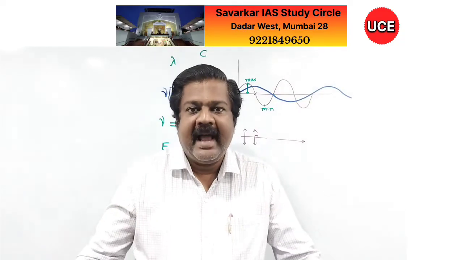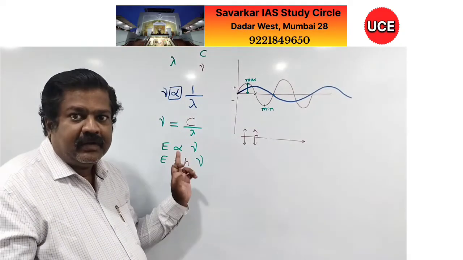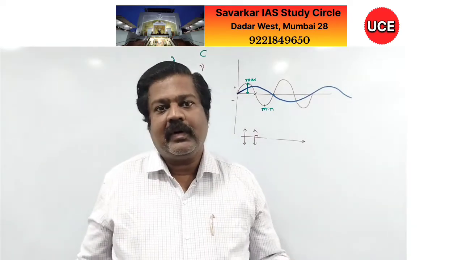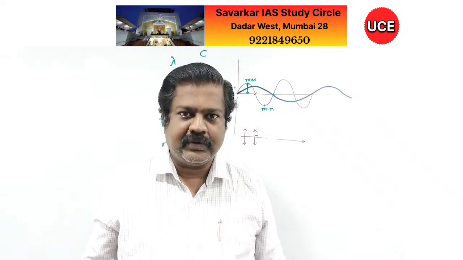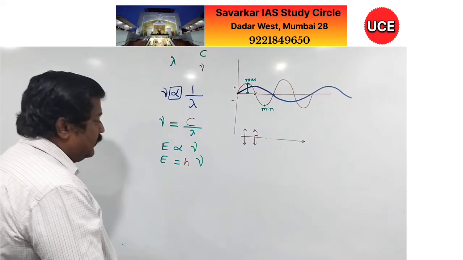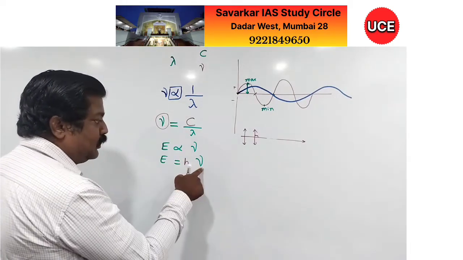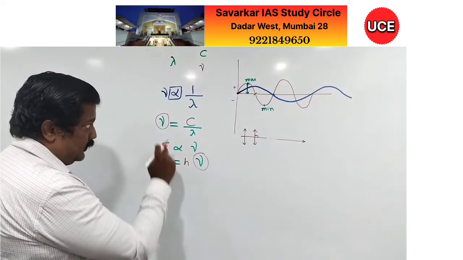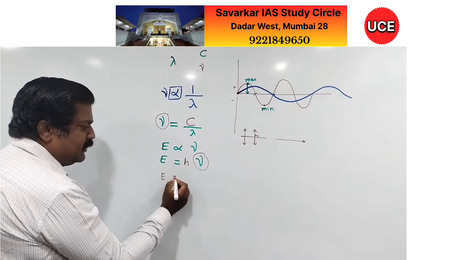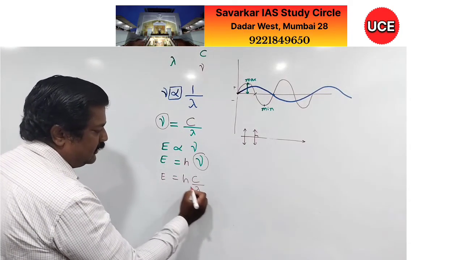h is called Planck's constant. c is called the speed of light, whereas here h is called Planck's constant. I don't know what the connection is between h and Planck's constant, but here consider h as Planck's constant. Now you are aware nu is equal to c by lambda, and here also nu is there. So can I substitute the value of nu over here? And the answer is yes. So E is equal to h c by lambda.